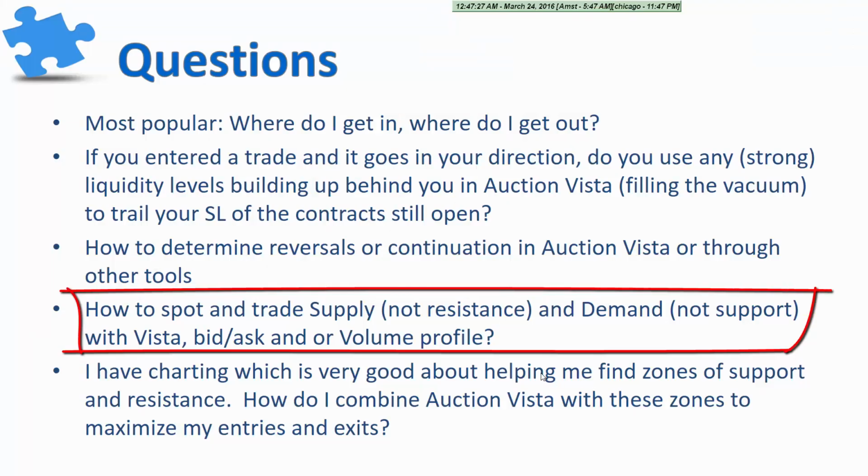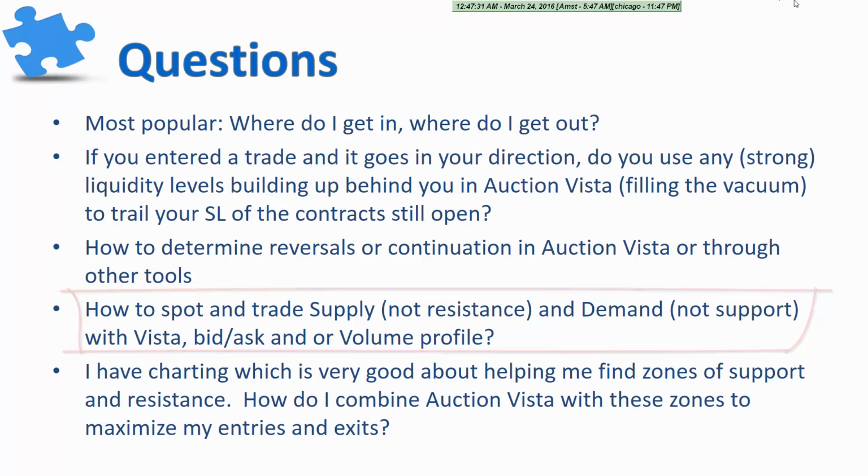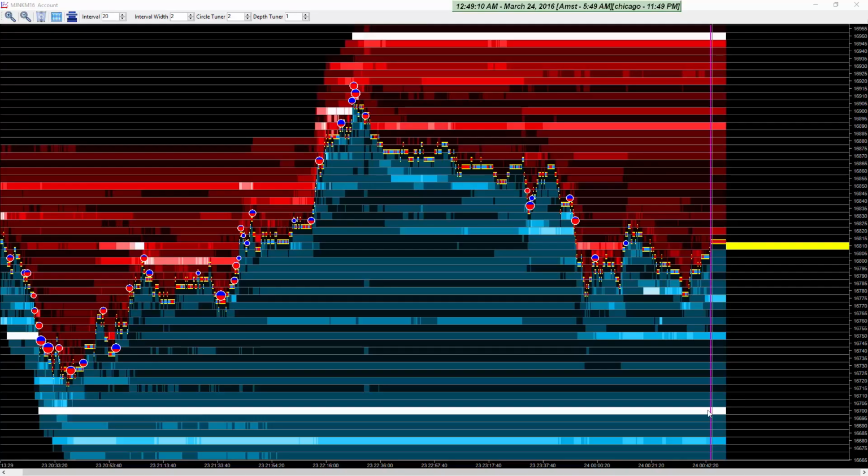Now, how to spot supply and demand with Vista or volume profile. Okay, so these would be shorter term supply and demand zones. And again, you've seen this occur once here and down here. This is just the current chart. Obviously, if you then come back to this area and you see another big circle, come back to this area, see another big circle, come back to this area, see another big circle, that is really confirming that you've got supply in that area.